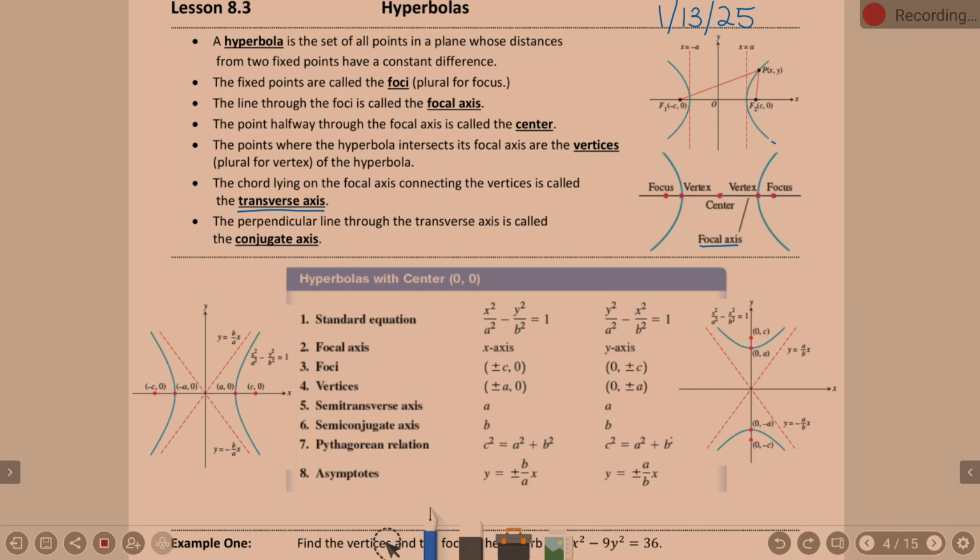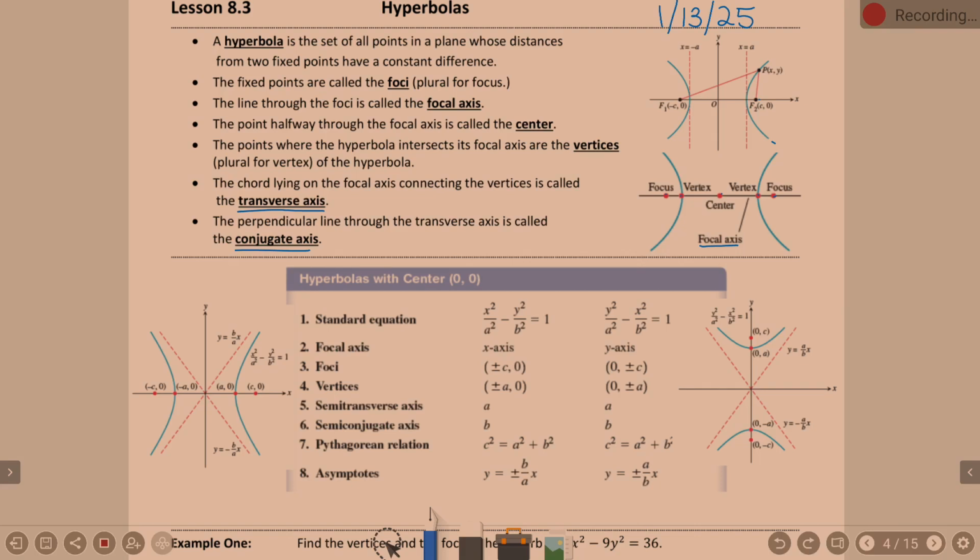So we have our transverse axis. And then, instead of a minor axis, we have something called a conjugate axis. The perpendicular line through the transverse axis is called the conjugate axis. Kind of like the minor axis, it doesn't have a lot to do with the shape itself, but it helps us to draw it and to find certain pieces. It's going to help us to find b, things like that. So that's a little bit of vocabulary. You've got some pictures up here to help you.